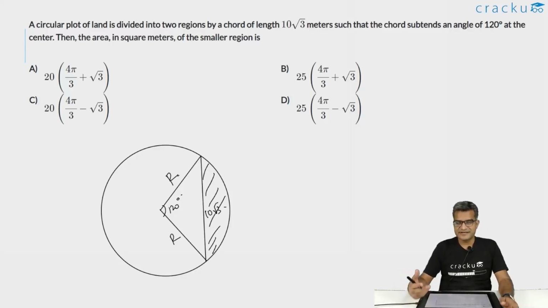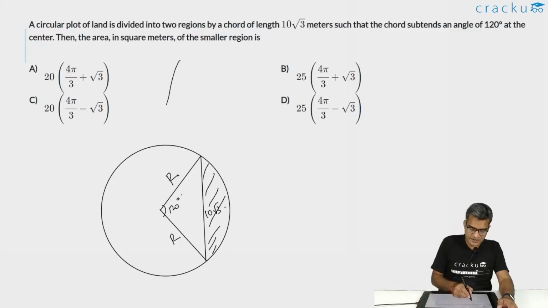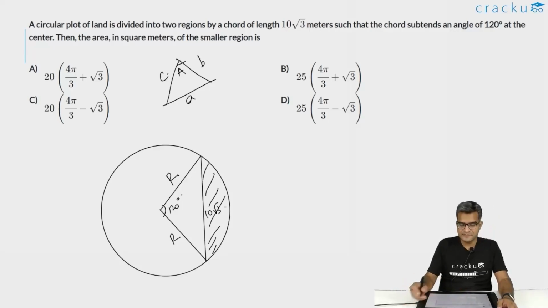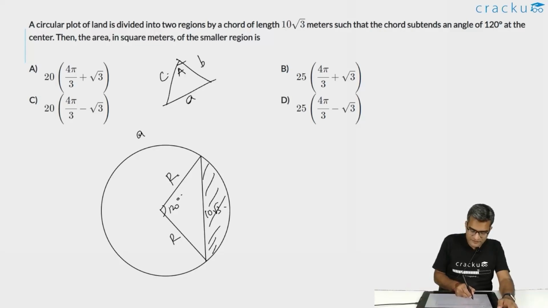To calculate that, let us first calculate the radius of the circle. We can use the cosine rule to calculate the radius. What is the cosine rule? If you have a triangle like this, if the lengths of the sides are A, B and C, and if the angle between these two sides is A, then the value of A square is equal to B square plus C square minus 2BC cos A.